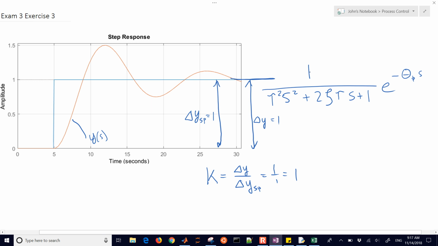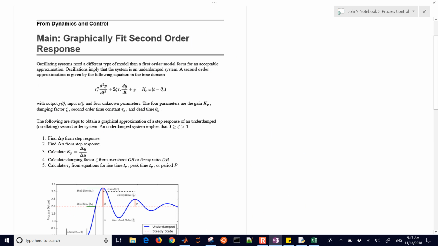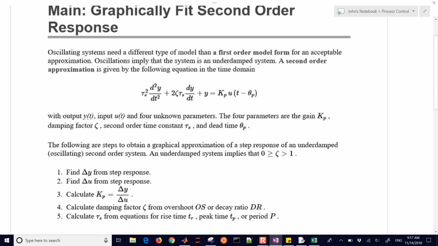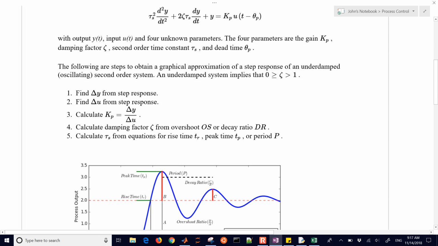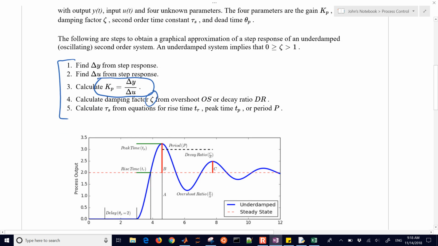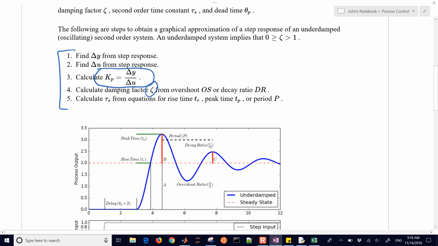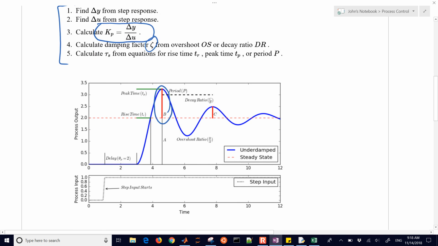Okay, the next thing that we can come up with is something like the damping coefficient. And in order to do that, let's go back up to our note sheet. And these were our notes on fitting a second order response following these steps. We already calculated our gain. Now we want to calculate the damping factor from the overshoot or decay ratio. So the overshoot is going to be this B divided by A. You could also use a decay ratio, which would be C divided by B.